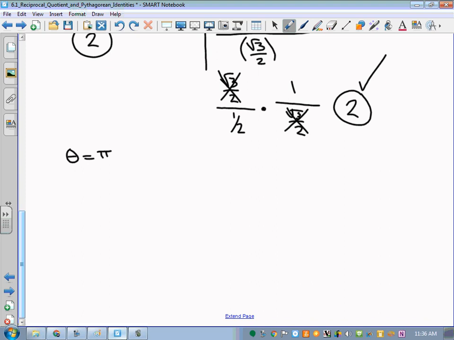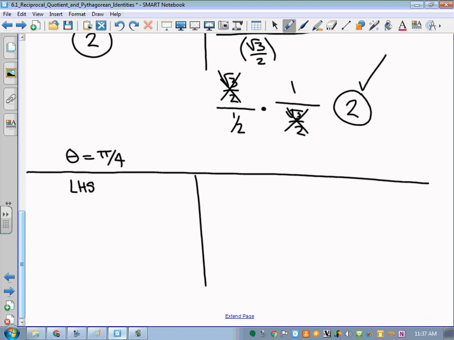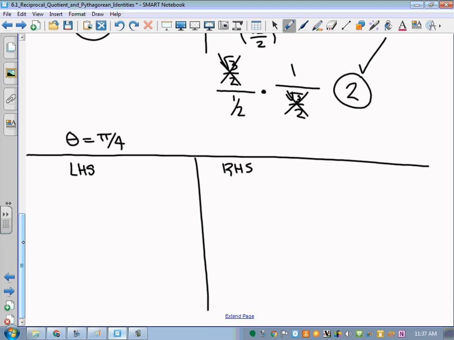Hopefully, you remember that means I need to think about radians, but we're going to do the same concept. We're going to look at the left-hand side and the right-hand side. Very important that when we verify, we do not manipulate, other than maybe some of those proven identities like I did above. I'm actually going to go back to the original here.